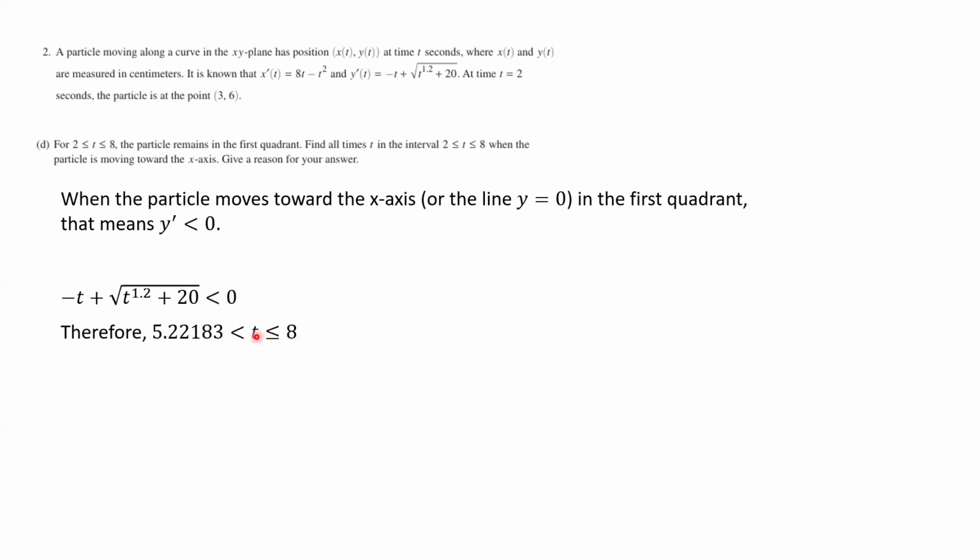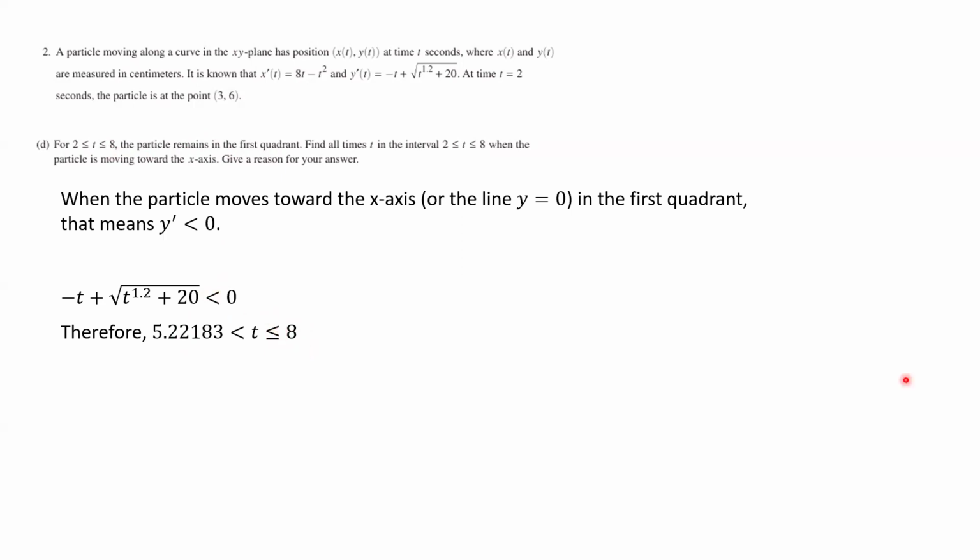I don't know how picky they are on whether you should include this point, because right here at 5.22183, it's not moving in the y direction because the derivative is 0. Y prime is 0. So I would not include it, technically, if I'm being picky. But you can clearly see at the endpoint, the derivative is negative, so it's clearly moving toward the x-axis, because it tells us that it remains in the first quadrant the whole time. So since the derivative is negative, it's still moving toward the x-axis.